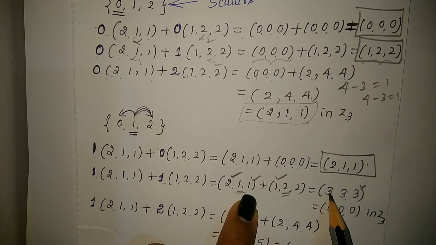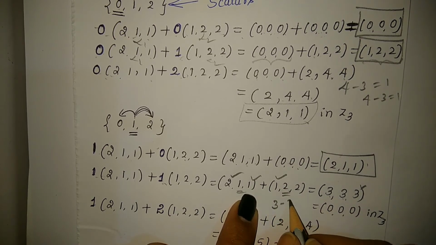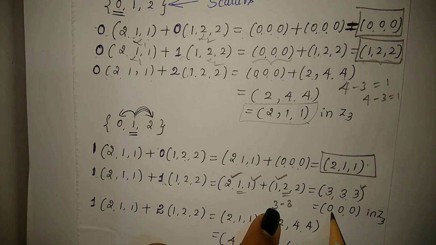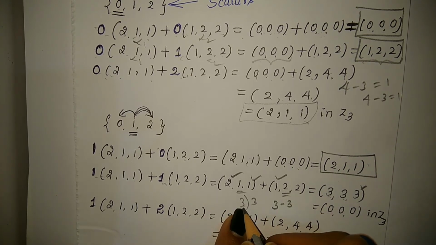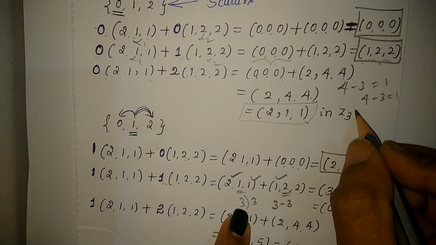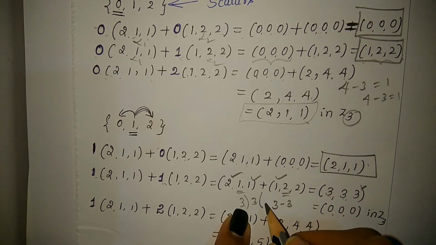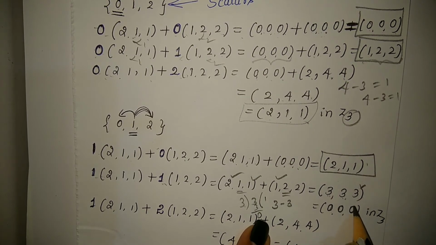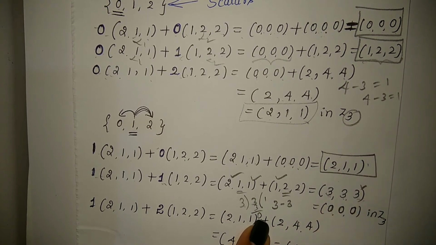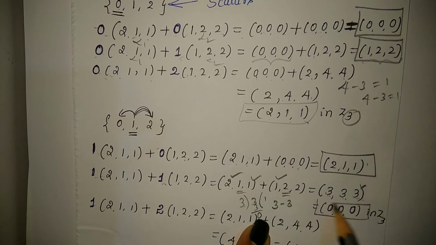So 3 is not an element of Z3. So just remove 3. 3 minus 3 is 0. Or you can divide this 3 by 3. Why am I dividing by 3? Because Z3, so 3 ones are 3. We get remainder 0. Just write 0, 0, 0, because all are 3. So which is clearly an element of Z3.